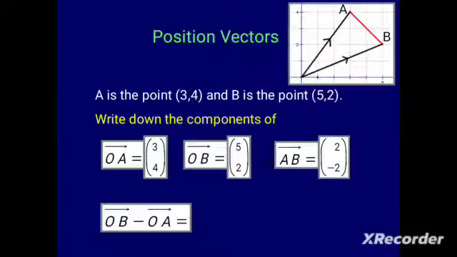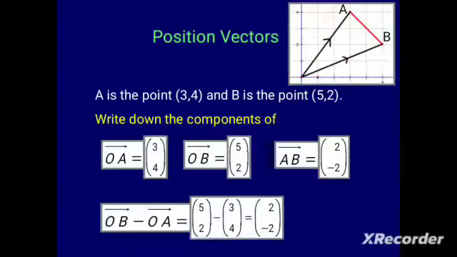So this is what we are talking about: vector AB, which is vector OB minus vector OA. So you'll get (5, 2) minus (3, 4), and the answer will be (2, -2). So that is the answer for the vector AB.